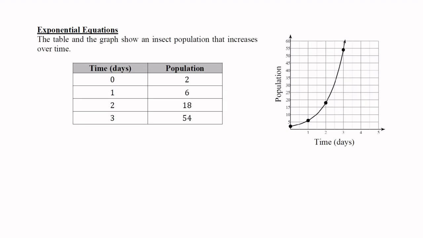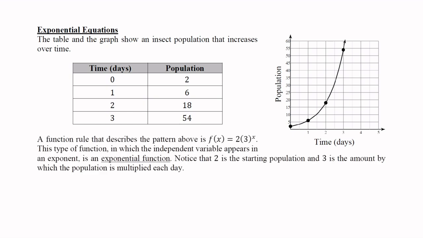We're going to start off by talking about how to identify exponential equations by taking a look at what they look like overall. The table and the graph show an insect population that increases over time. Time is listed in the first column, and population is listed in the second column of our table. You'll notice that the population grows more rapidly the farther along we go, and it looks like the graph here on the right.